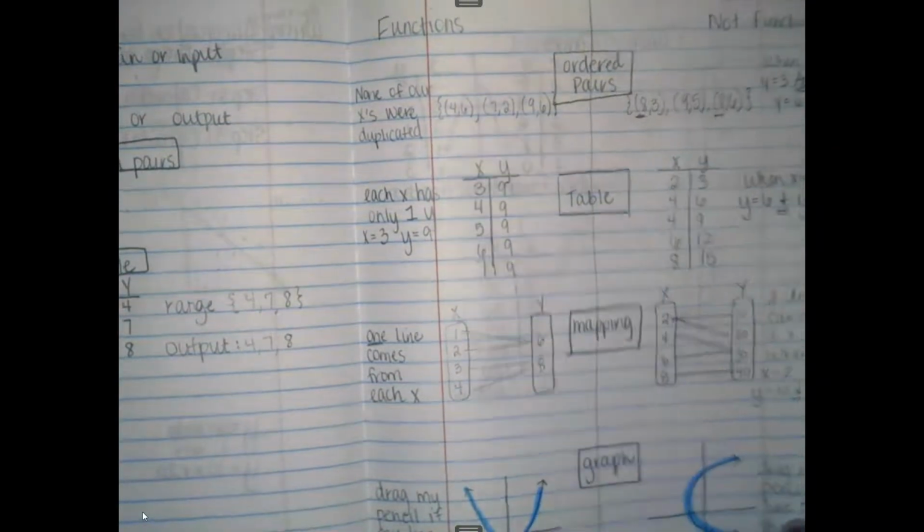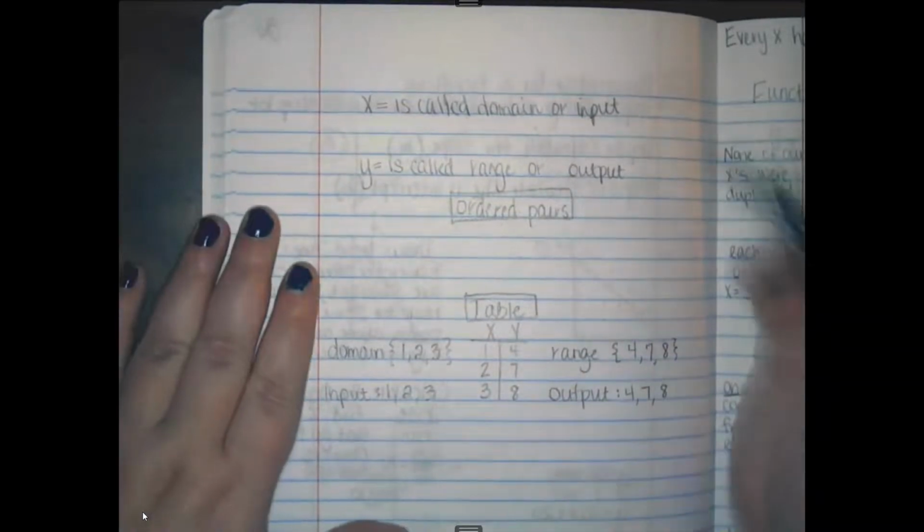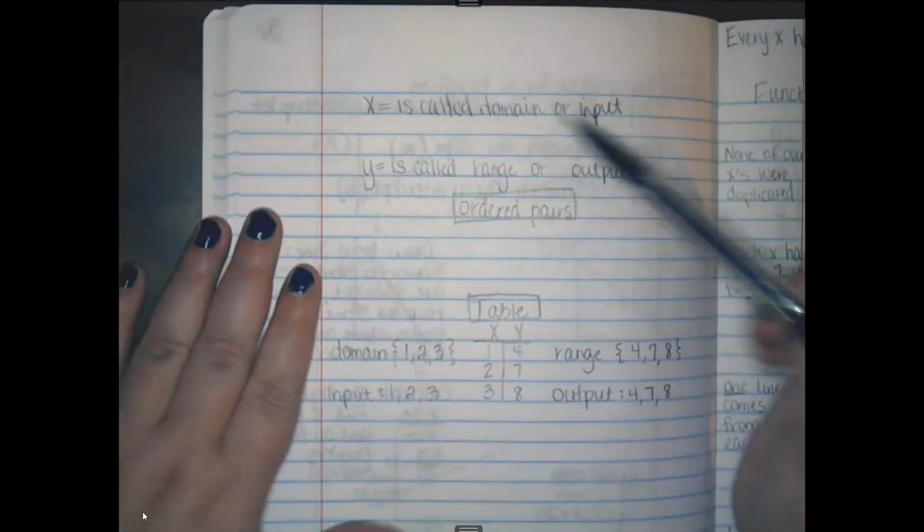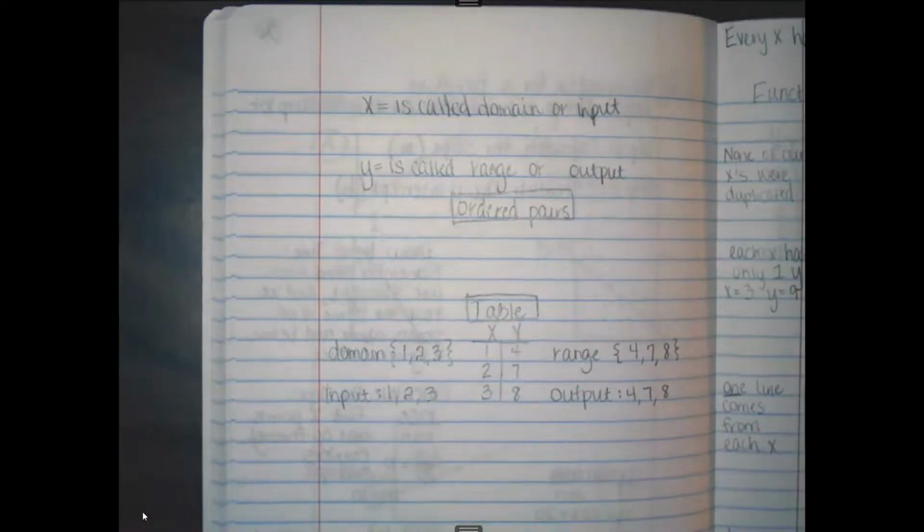All right, so let's slide to the left of page 37. I know it's kind of hard because you can see through to my other pages. But we had talked about that X is called a domain or an input, and that our Y is called a range or an output. That will be on your homework. It will be on your test, knowing those vocabulary.